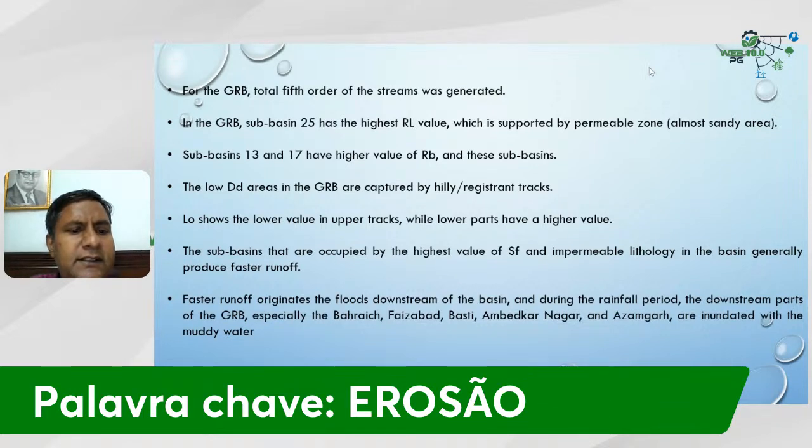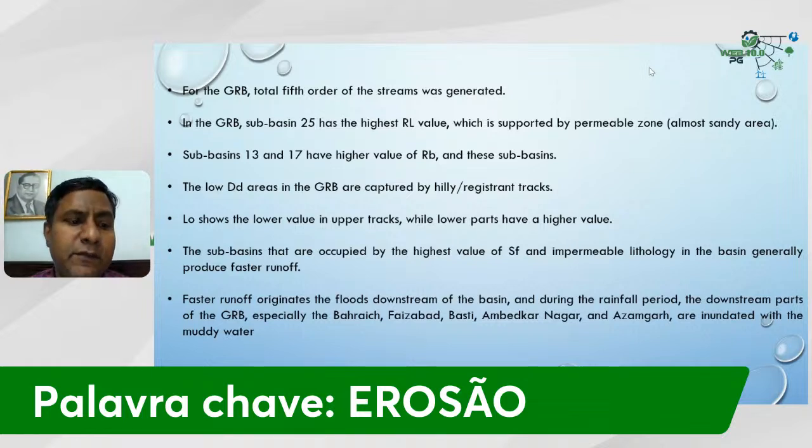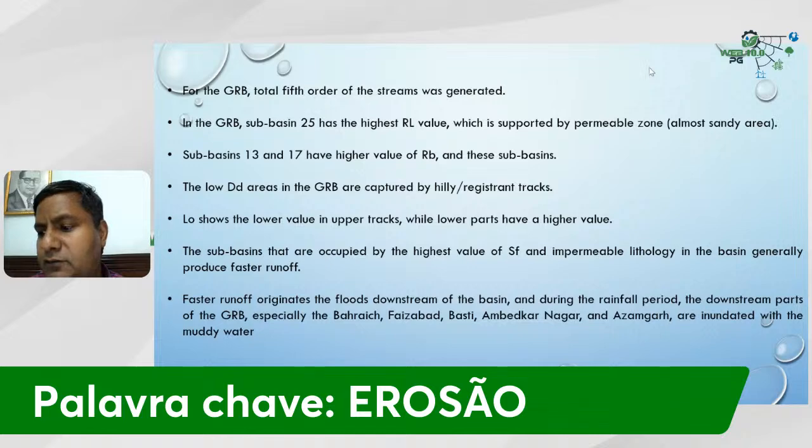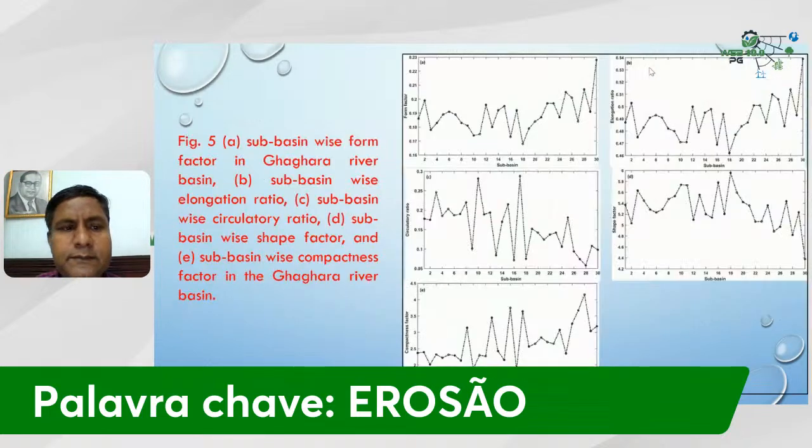Some basins that are occupied by the highest value of stream texture and impermeable lithology generally produce faster runoff. If the SF value is high, then you will find that the soil layer is impermeable, and you will find faster runoff. And with faster runoff, if the velocity of water is very high, then wherever there is soil, it is going to erode. Correct. So these kinds of things are there.